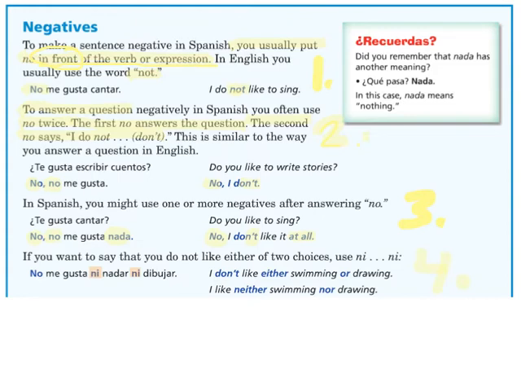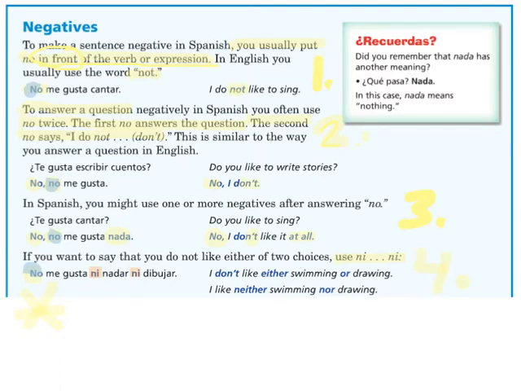Last one, number 4. If you want to say that you do not like either of 2 choices, use ni, ni. So here we have our no. Remember, you always need the no before the verb or expression, so let's put a star there. No matter what else you add, you'll notice that hasn't changed throughout this whole thing. Even when we add other things, we still have no me gusta, no me gusta, no me gusta, no me gusta. That's going to stay there no matter what.